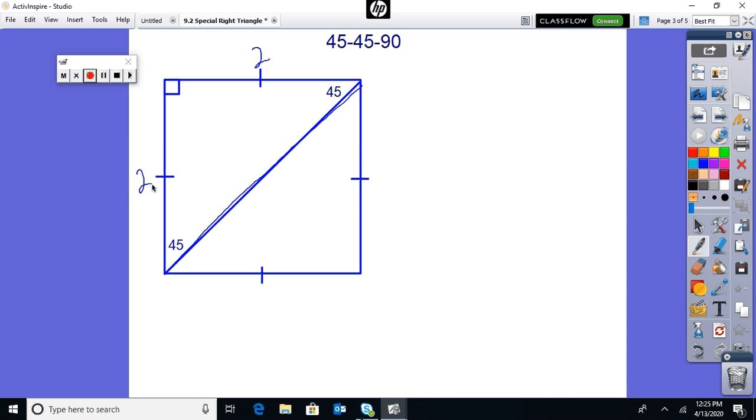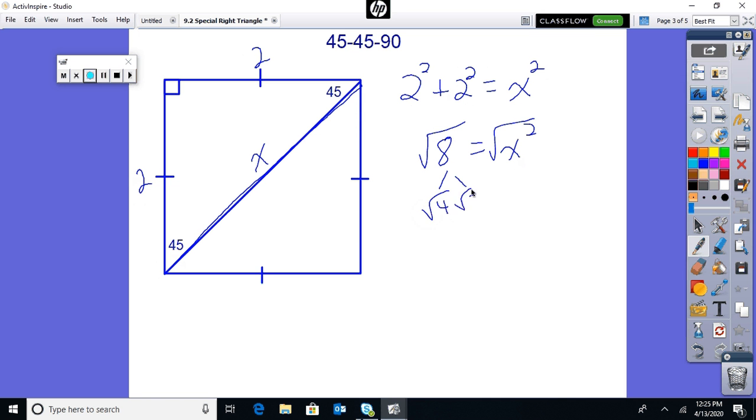All right, so now if this was the case, 45, 45, 90, an isosceles right triangle, well, you guys know that you could do the Pythagorean theorem. 2 squared plus 2 squared equals x squared. So that's 4 and 4 is 8 equals x squared. Take the square root, bust it up, square root of 4, square root of 2. 2 square roots of 2 would equal your hypotenuse. 2 square roots of 2.